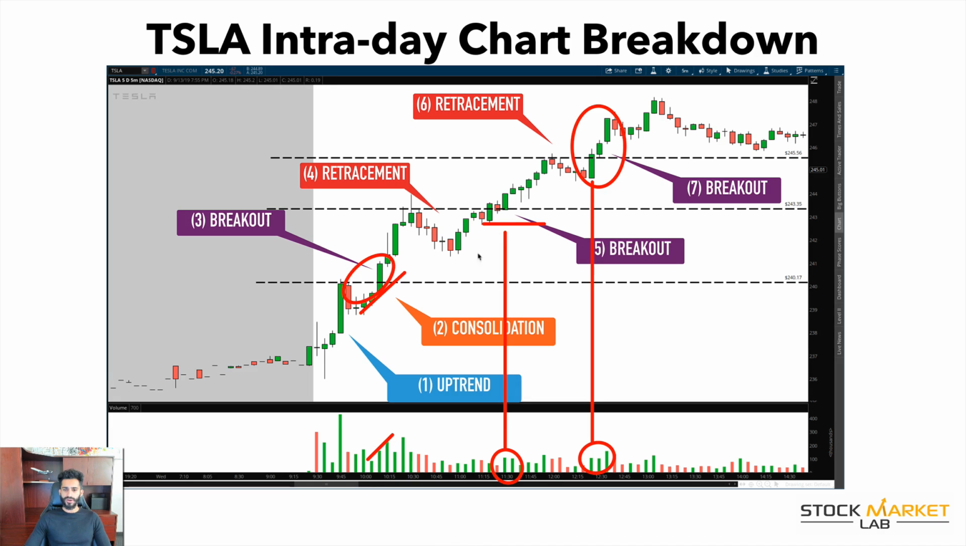I don't care about volume anywhere else. I care about volume here. I want to see volume there. I want to see these strong moves up. I want to see these areas.